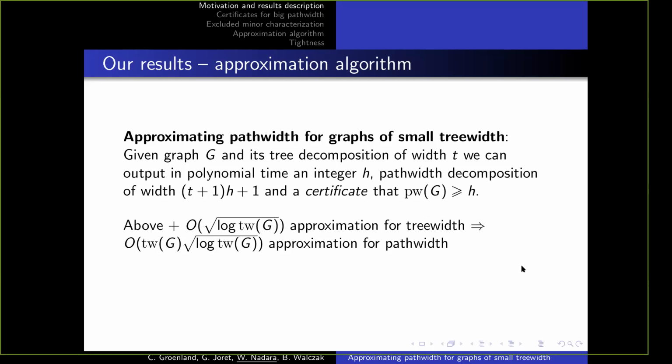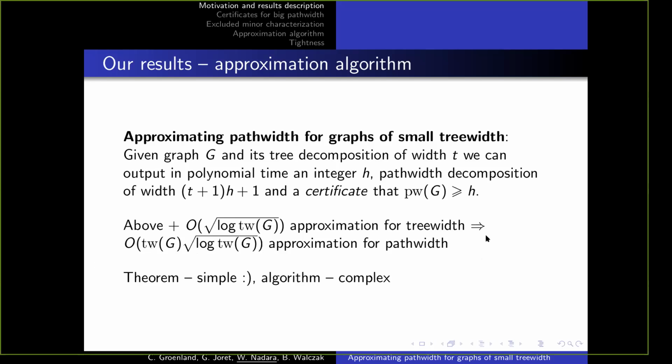The above theorem connected with the well-known square root of log treewidth approximation for treewidth results in a treewidth times logarithm of treewidth approximation for pathwidth. And since treewidth is not bigger than pathwidth, it can be thought of as a pathwidth times logarithm of pathwidth, a square root of logarithm of pathwidth approximation for pathwidth, which is polynomial in pathwidth.